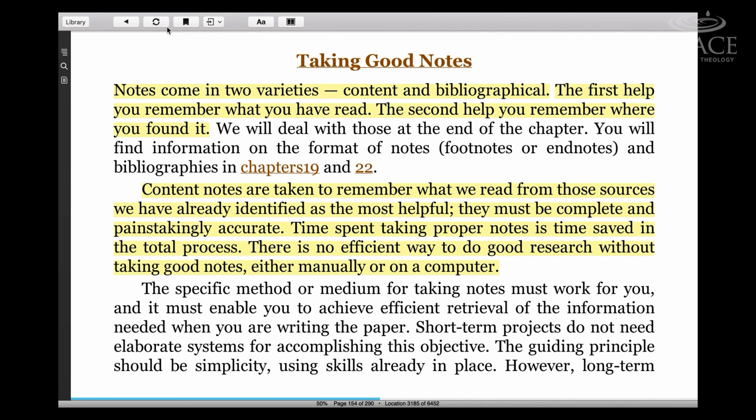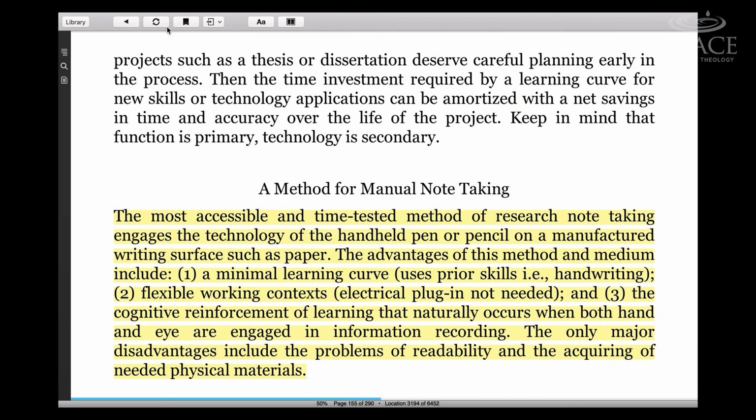So taking good notes, content notes and bibliographical notes. The content notes help you remember what you read. The bibliographical notes remember where you found it. The more time you take taking notes, the less time in the long run that your project will take. And you cannot do good research without taking good notes.